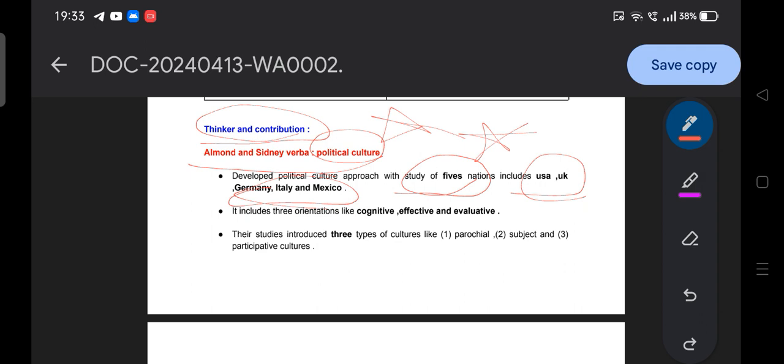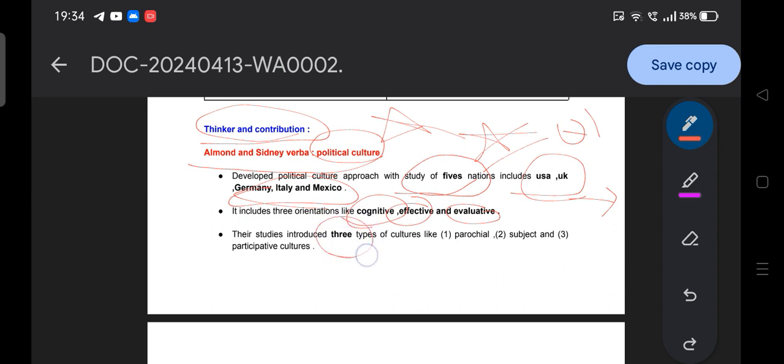They include three orientations: cognitive, affective and evaluative. How did they study these nations? Through the cognitive method, affective method, evaluative method. These are the methods basically used by them for studying these five nations. Simply you can get a question: how many nations and which of the following countries were used by Gabriel Almond and Sidney Verba in their study or not. So simply you can get the question.